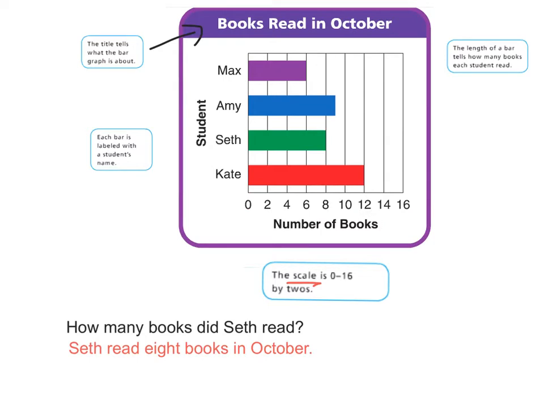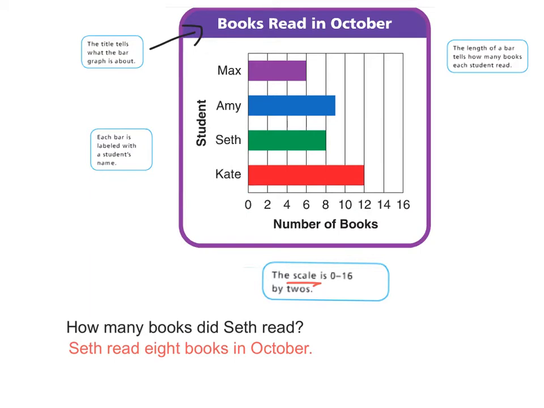Why do you think it's important for the space between the numbers on the scale to be the same? Well, the space between the numbers represents the same amount. Now looking at the bars in this bar graph, how can we find the number a bar shows? Well, the same way we did it for Seth. Simply look at the number on the scale where the bar ends.